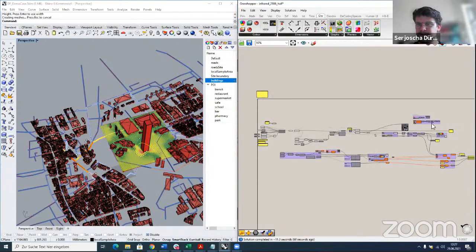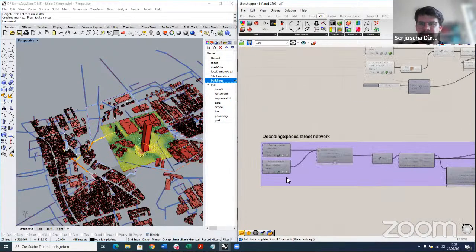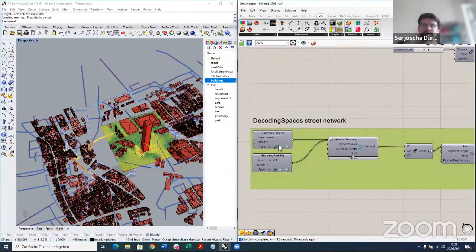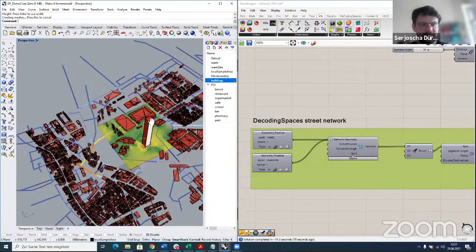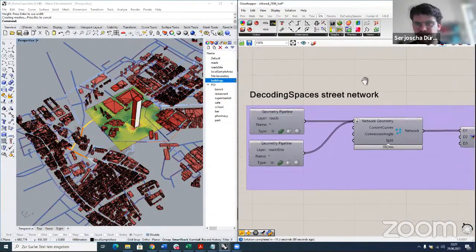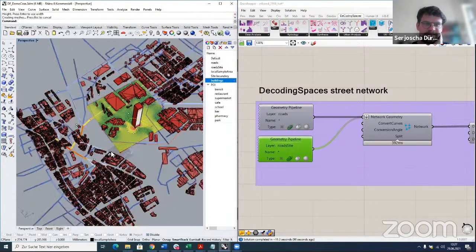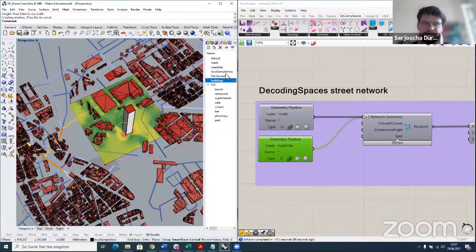Then the other part is the network part. I prepared it here a bit. I think we're running a bit out of time, so there's a video linked where you see exactly how to set it up. I'll just run through it quickly. You have the Decoding Spaces plugin and some components for street network analysis. First, we have the geometry pipeline to load the streets, the roads and roadsides.